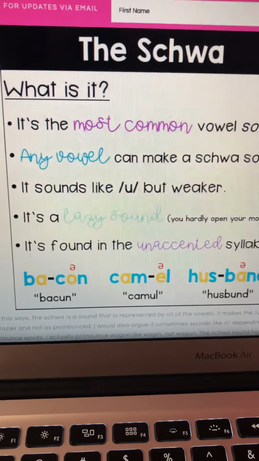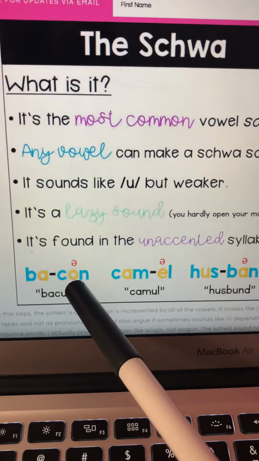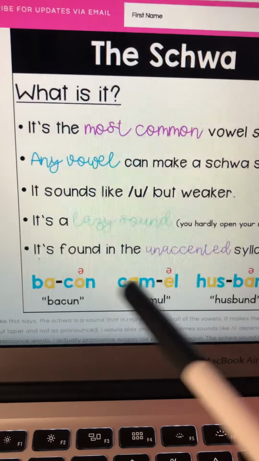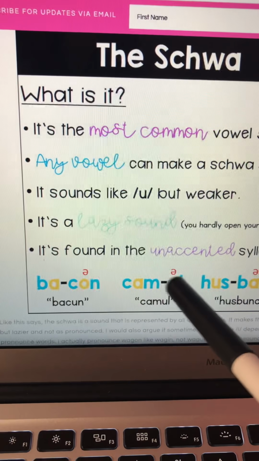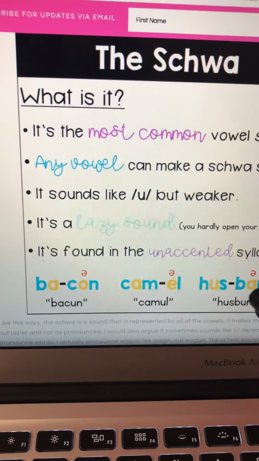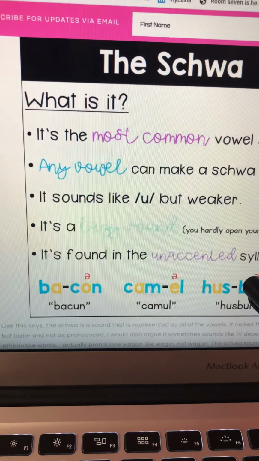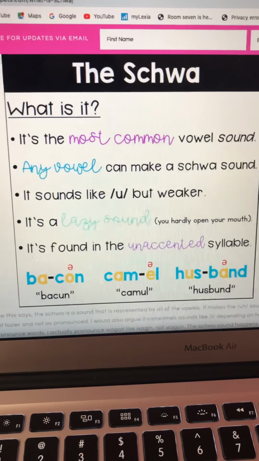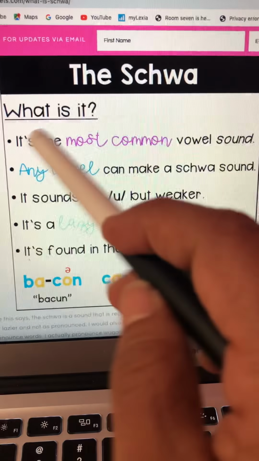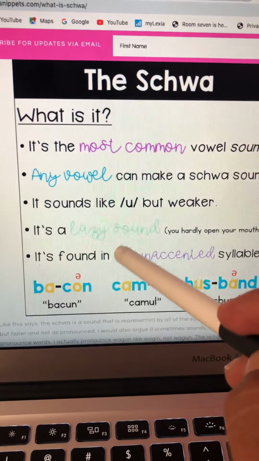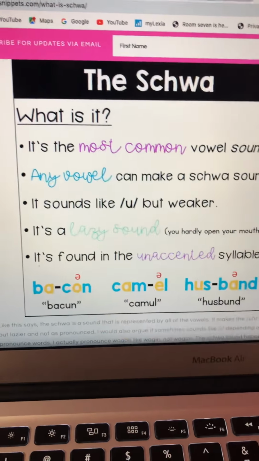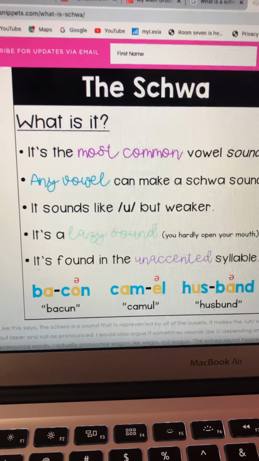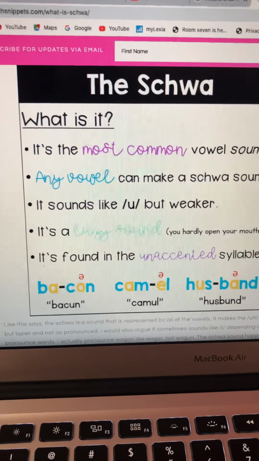Any vowel can make a schwa sound. So for example, here the short sound for o is usually ah, but in bacon, it kind of sounds like uh. In camel, it kind of sounds like camel. And then in husband, it kind of sounds like husband. Okay? All right. So if you guys have any questions still about the schwa sound, go back to the video and read these bullets that kind of explain to you what a schwa sound is. The easiest way to remember is just remember that it's a vowel that makes the sound of another vowel. Okay? Instead of its original sound.